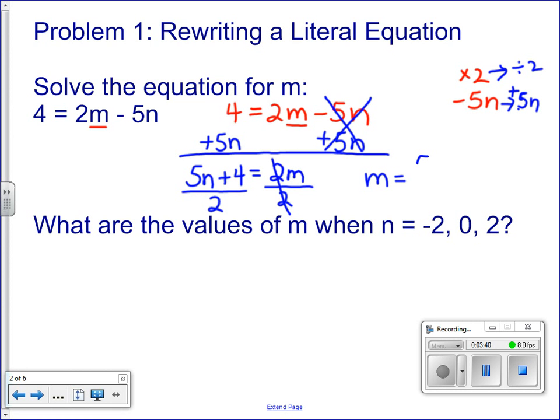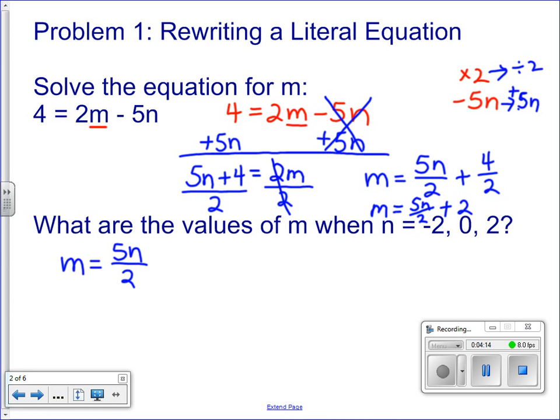So let's rewrite that separately. We have 5n over 2 plus 4 over 2. All right, we can simplify 4 over 2 so that we have m equals 5n over 2 plus 2. All right, so there I have solved the equation, and I'm going to rewrite it down here a little bigger so we can see it better. 5n over 2 plus 2.